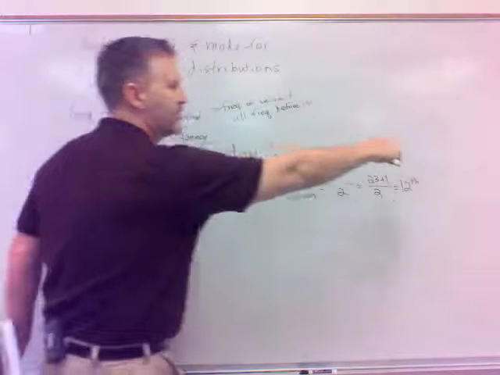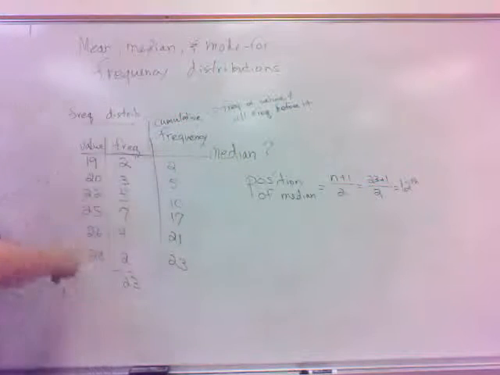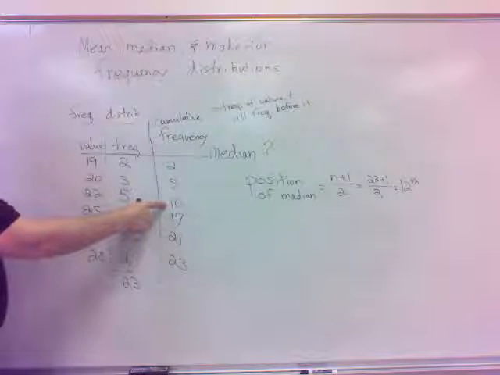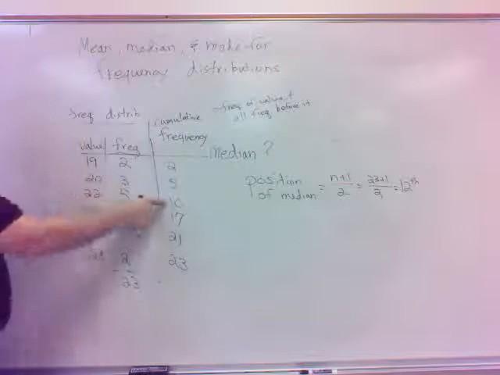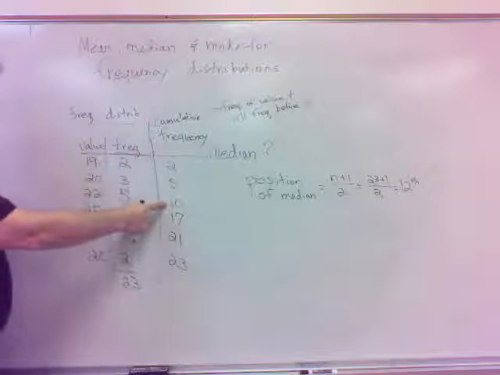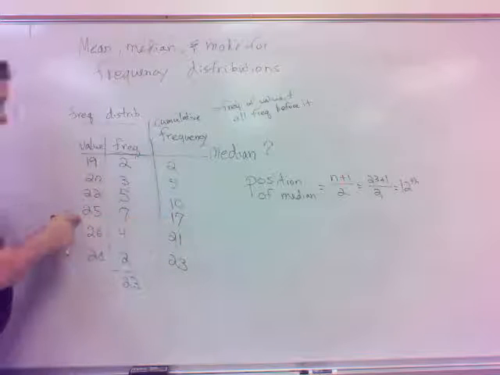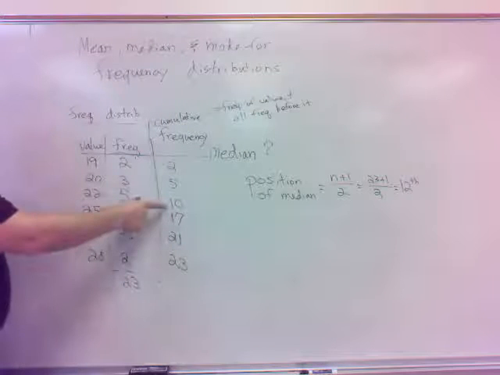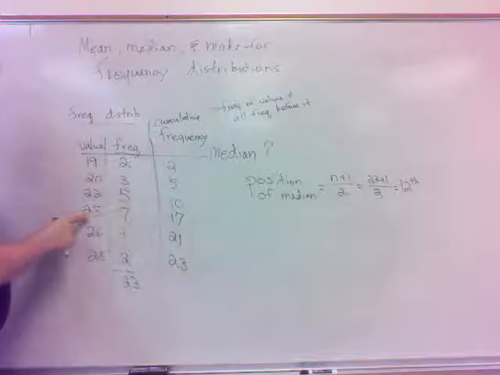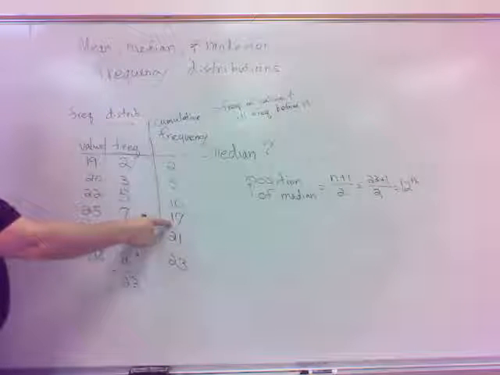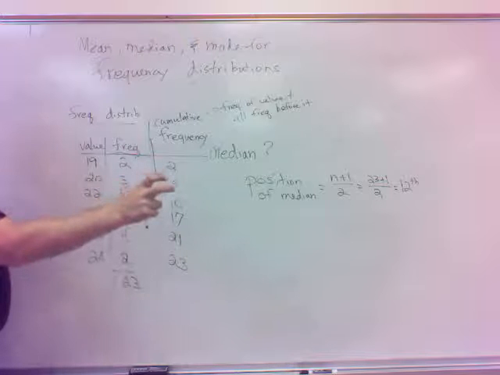Now, I'm looking for the one that's in the 12th. Which of these values is in the 12th slot? Well, it can't be 22 because the last 22 is in the 10th slot. Which one is in the 12th slot? It'd be 25, wouldn't it? Because the first 25 would be in the 11th slot, and then the last 25 would be in the 17th slot. So the 25 is in that 12th slot, isn't it?